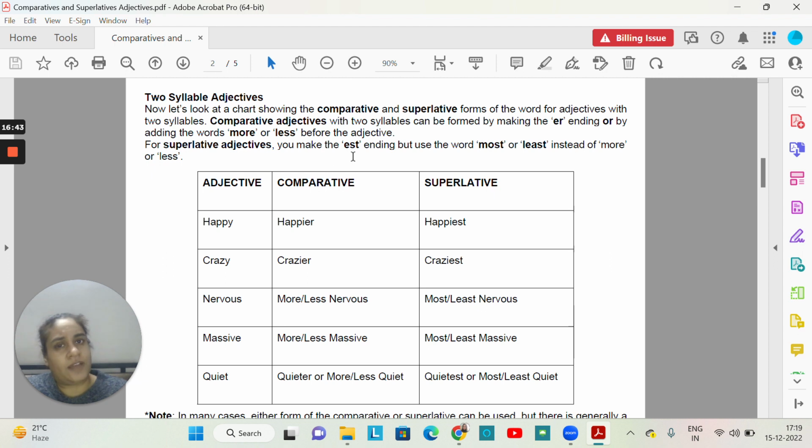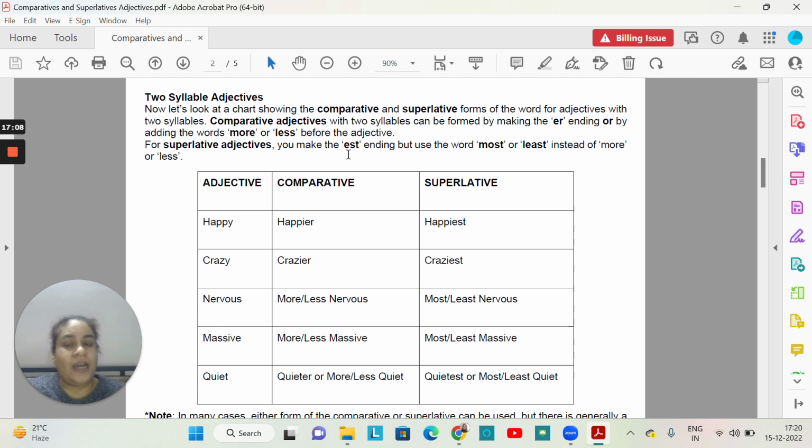Superlative adjectives also have the same rules. You can add est in the end with a two syllable adjective, or what you can do is use most or least. She is the most beautiful girl in the world. You can do that. More or less is for comparative, most or least is for superlative.